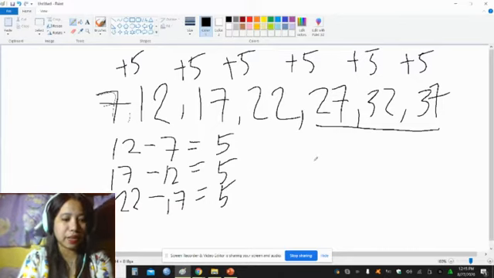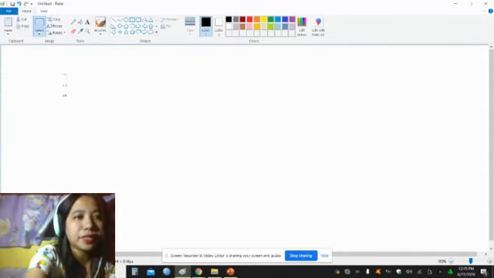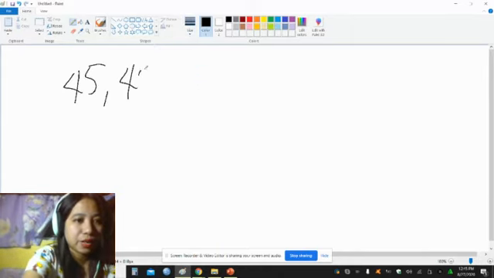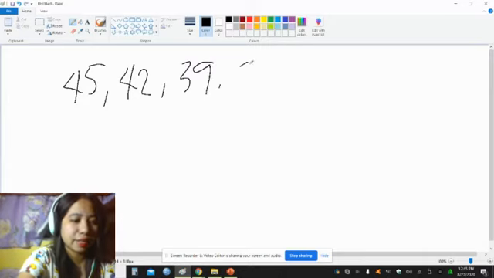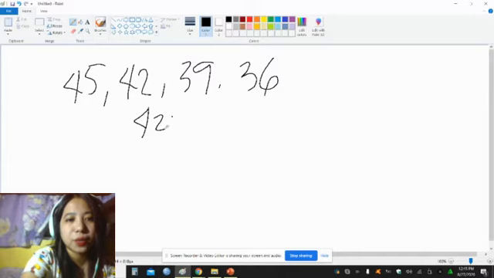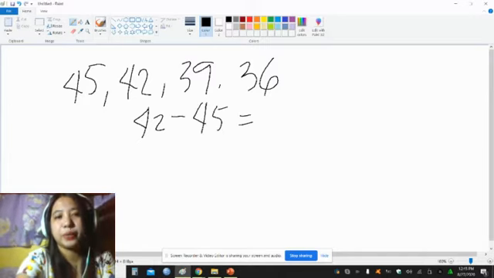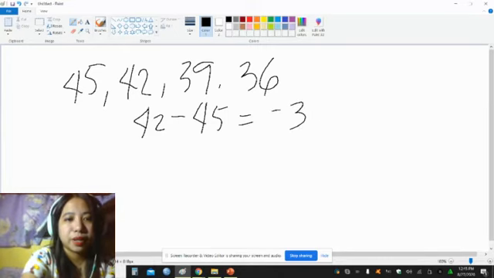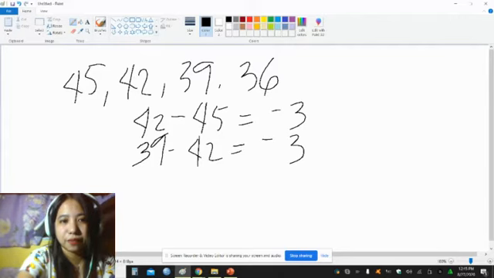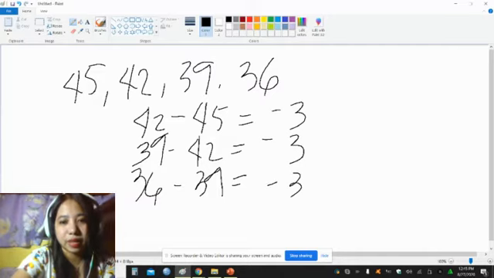Okay, let's consider another one. What if our values now are 45, 42, 39, and 36? If we get the difference, 42 less 45, it is a negative value. It is negative 3. 39 less 42 is also negative 3. 36 minus 39 is equal to negative 3.